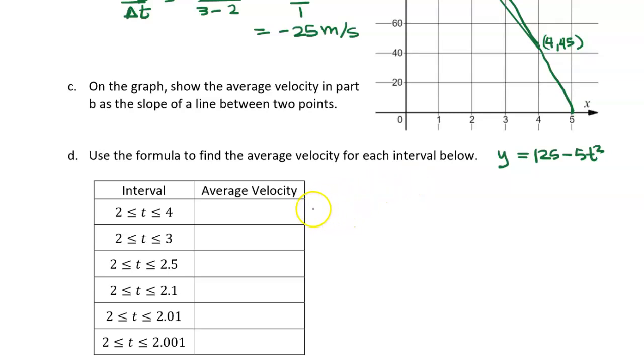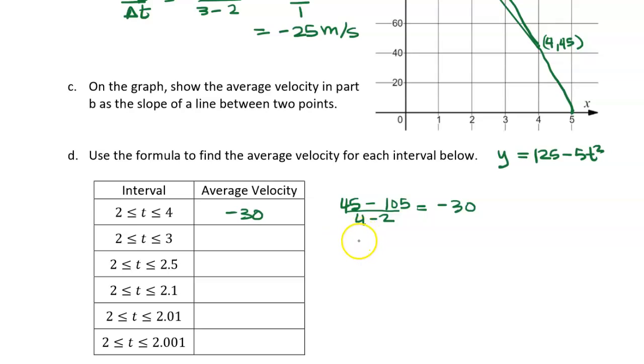So let's first of all find this first one. I'm going to do the calculation over here. When t is equal to 4, I'm at 45. So 45 minus the value at t equals 2, which is 105, and then I'm going to divide that by 4 minus 2. When I do that, I get a negative 30. Okay, so this value right here is negative 30.